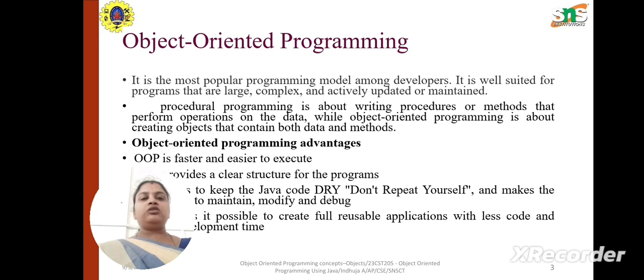Next, it helps to keep the Java code DRY. DRY means don't repeat yourself. We are not going to repeat the code again and again. Because we are dividing the code into segments or pieces and making it reusable, it becomes easy to maintain, modify and debug. The next one: it is possible to create fully reusable applications with less code and less development time. So these are the advantages of object-oriented programming.